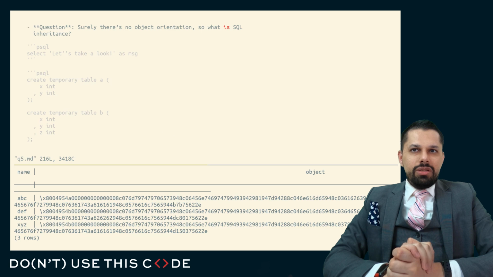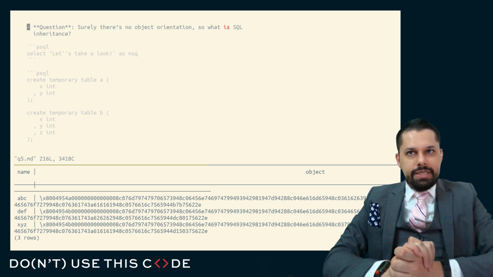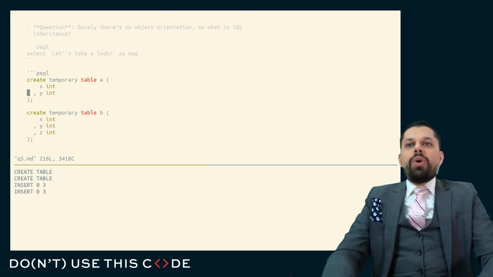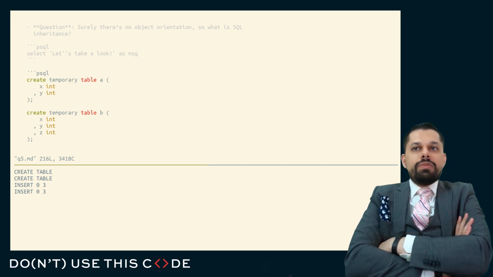This question is titled, "Surely there's no object orientation, so what the heck is inheritance in SQL?" Let's take a look. Let's say I want to create two tables, A and B, and the tables look very similar. They have columns X, Y and X, Y and Z. And I am very much unwilling to type the same thing twice.